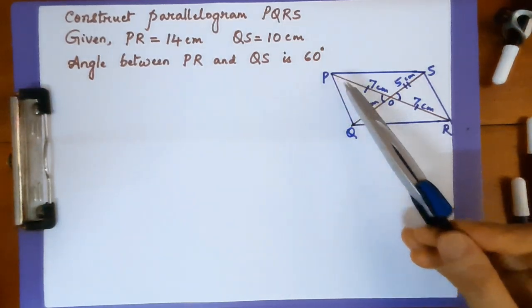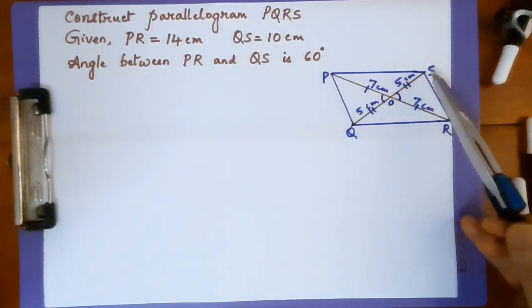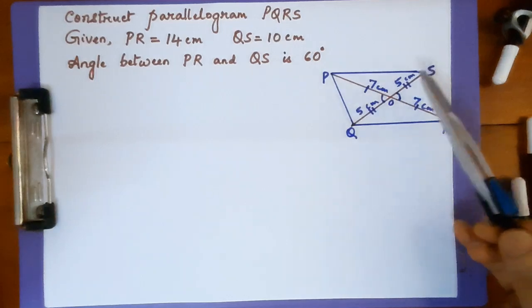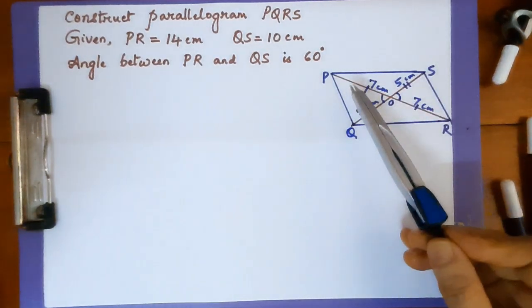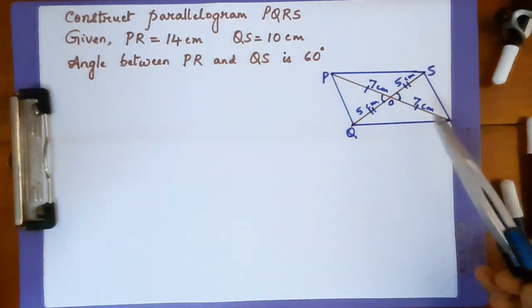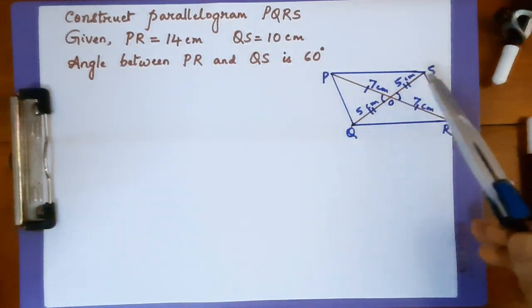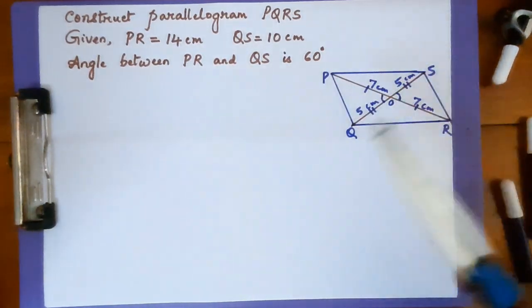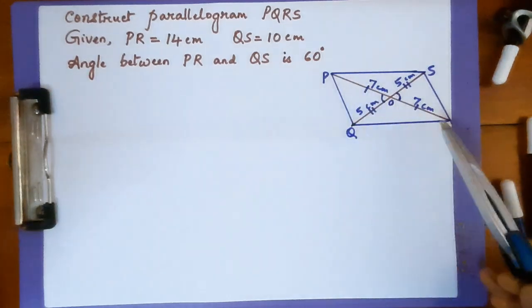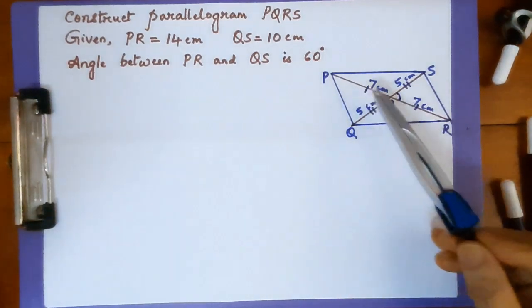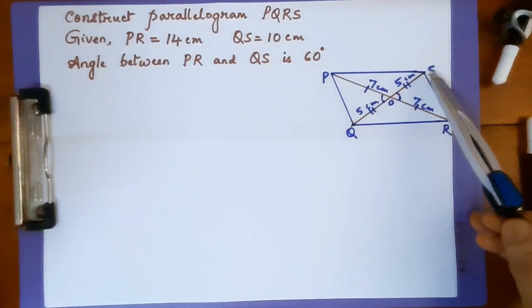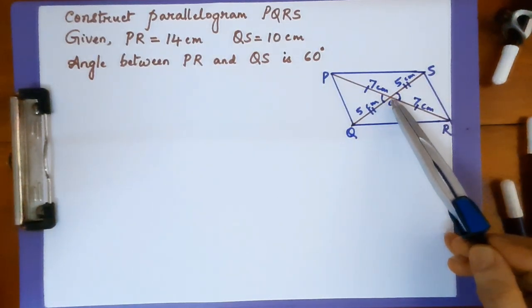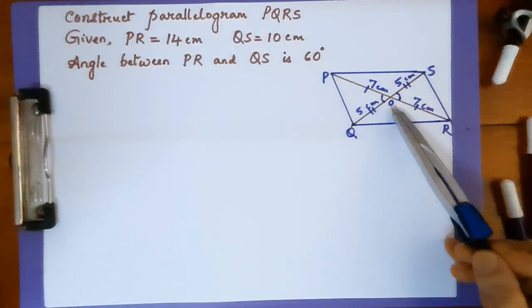Remember to name the parallelogram in the cyclic order. It's very important. PQRS. So now, as the diagonals are given, I have marked the two diagonals PR and QS, and the longer diagonal PR is 14 centimeter and the shorter one is 10 centimeter. Observe, the midpoint of these two is O.